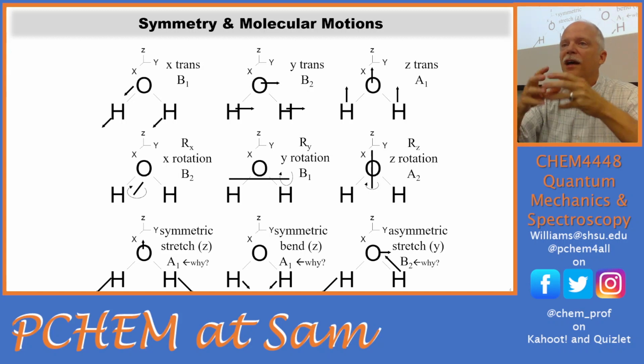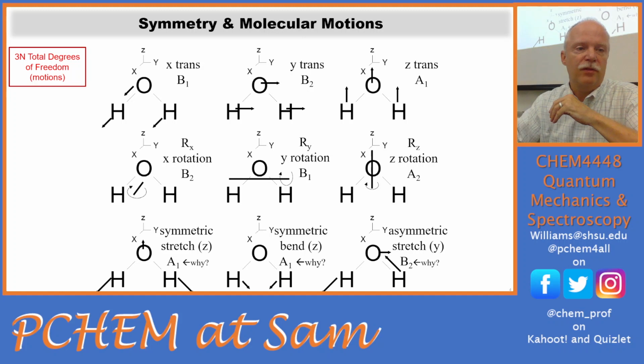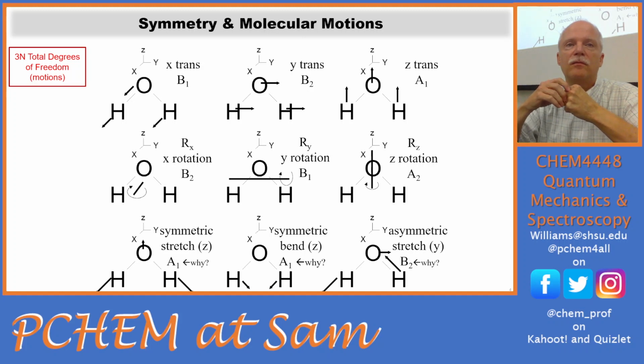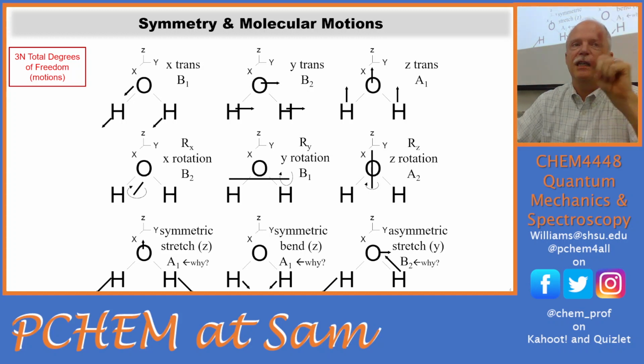That means if I have N atoms, then I have 3N degrees of freedom, because every atom has X, Y, and Z coordinates. So that's our total degrees of freedom, 3N total degrees of freedom. And that just means that I have to have 3 coordinates for each atom. I can change any one of those coordinates independently.